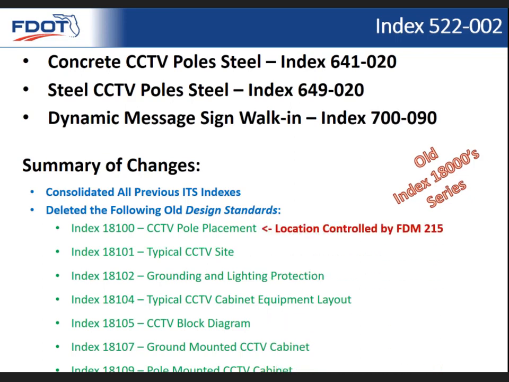So for what was 18100, the CCTV pole placement, this content is actually controlled by either PPM Chapter 4 or what is now FDM Chapter 215 with all the lateral offset and clear zone requirements. So the contractor will be placing the equipment as it's shown in the plans. He doesn't need a standard to do that.